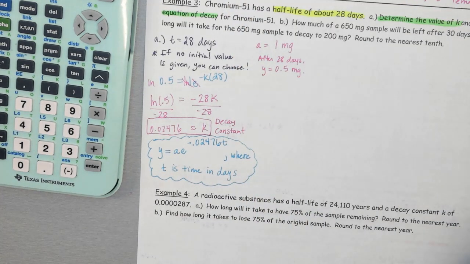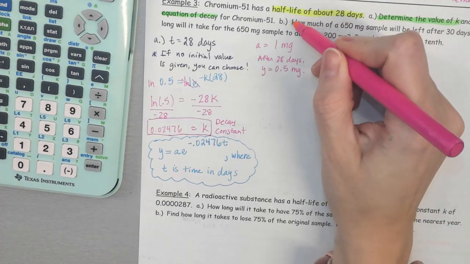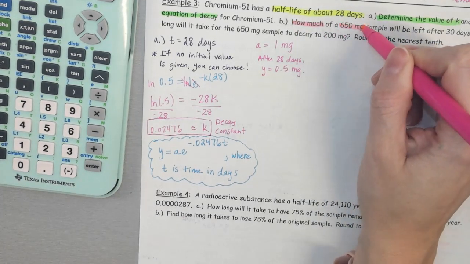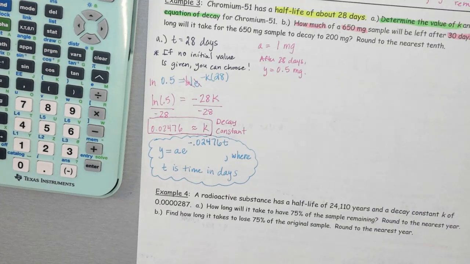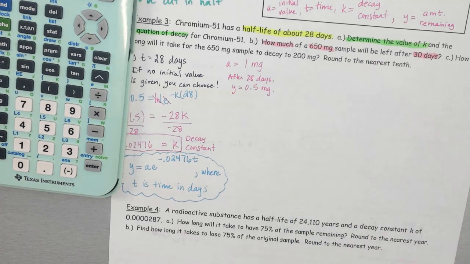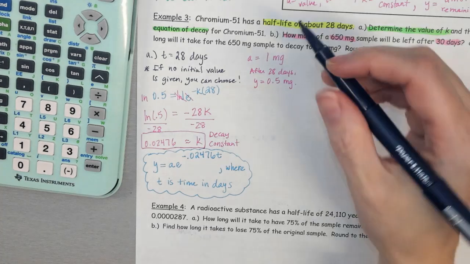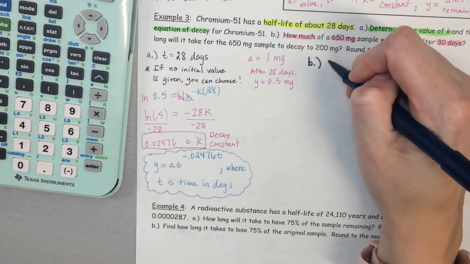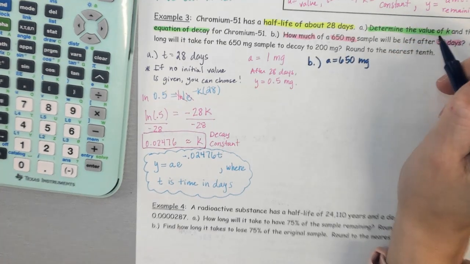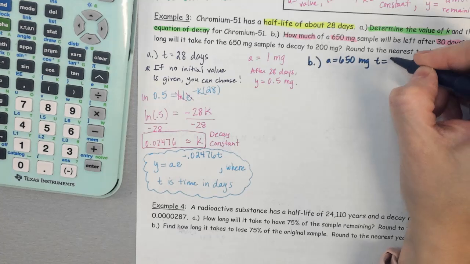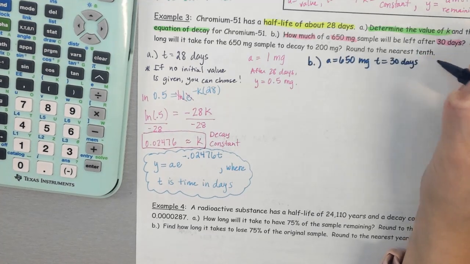All right, and then for part B, it says how much of a 650 milligram sample will be left after 30 days? So when they're asking you how much is going to be left, that means you're going to be finding your value of Y. So what they do tell you is it starts with 650 milligrams. So that is your initial value for this. Your time is going to be the 30 days.